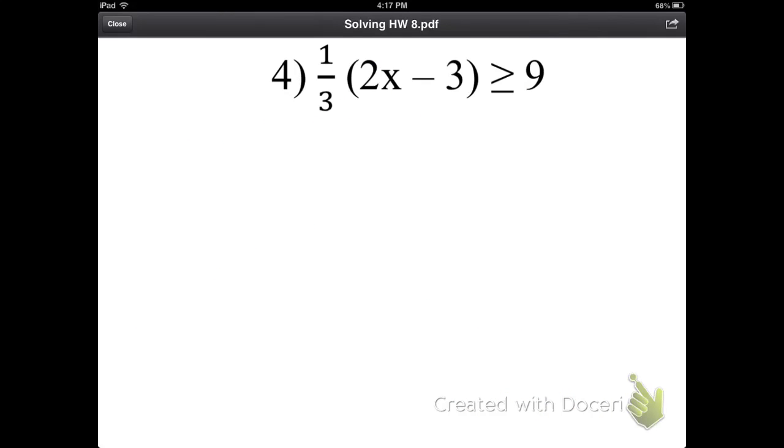Next one, number 4. Okay, this one is another one of those tricky fraction thingies. Oh no, the fraction. Yeah, it's going to eat you. Don't worry about it.